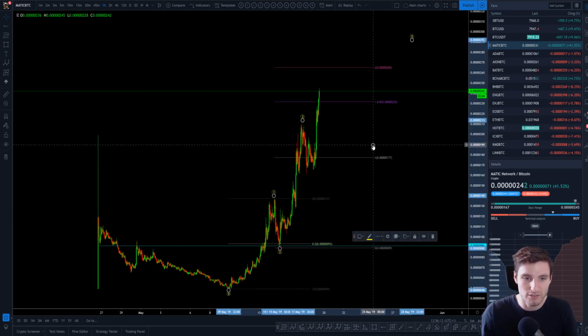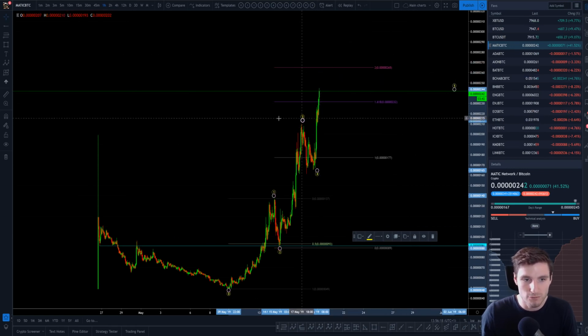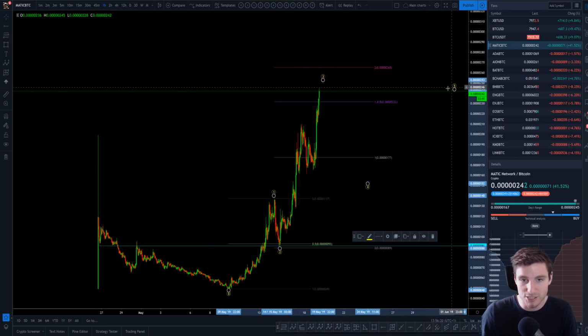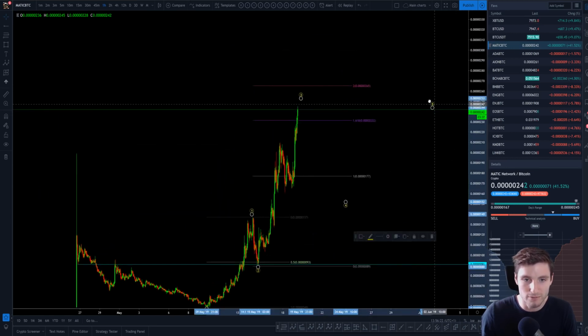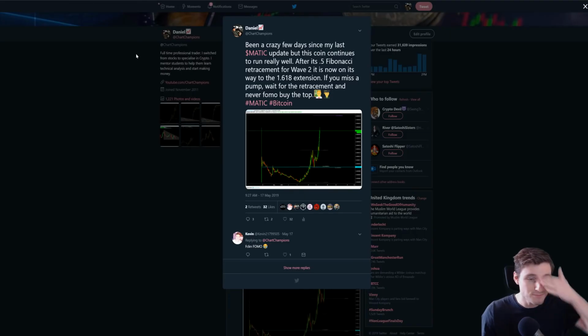Now, obviously, you could slightly retrace this down and have this as a 3, 4, 5, but I am much preferring having the 3 actually being in our target area of a 1618. That's where we go for the wave 3s. So exactly, playing out as expected.